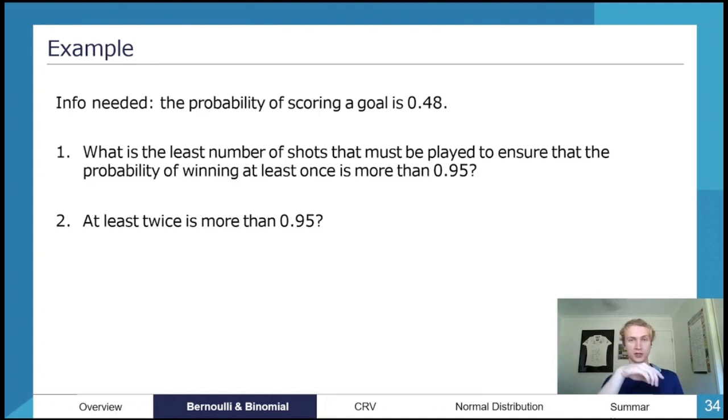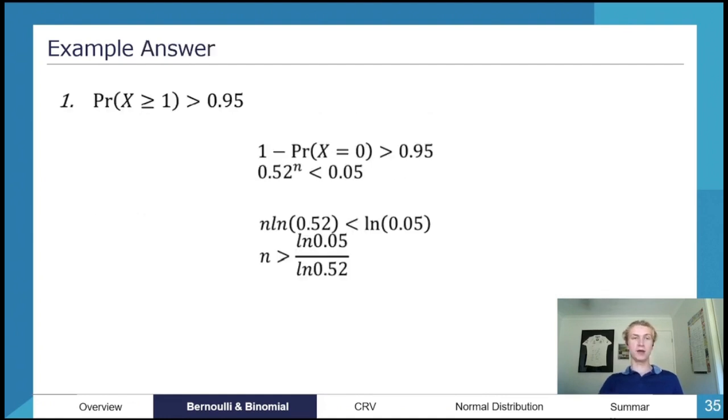And here would be some example. So this is an example question I show you, but here it is for goals. Before we were talking about lotto tickets, but here we'll talk about goals. So what is the least number of shots that must be played to ensure that the probability of winning at least once is more than 0.95, or at least twice is more than 0.95? And for question one, this would be how you would work it out.